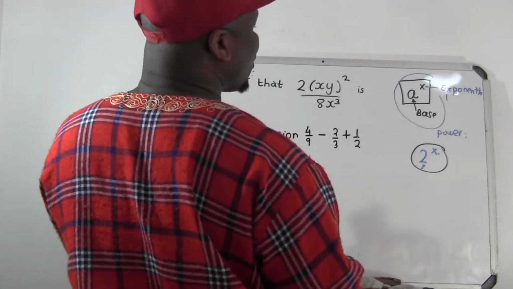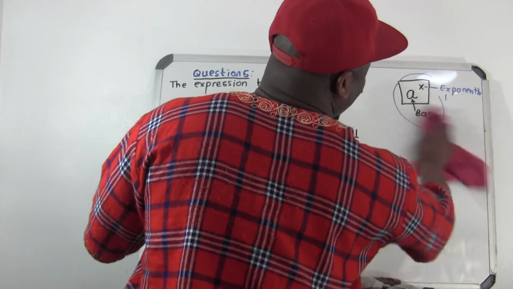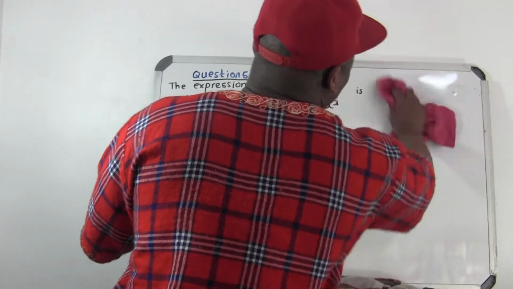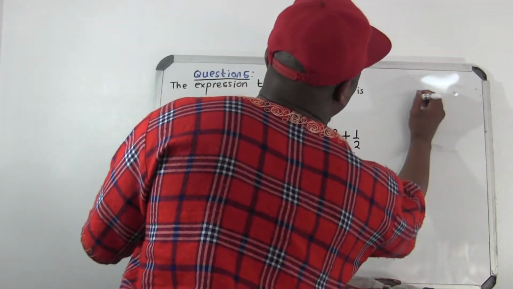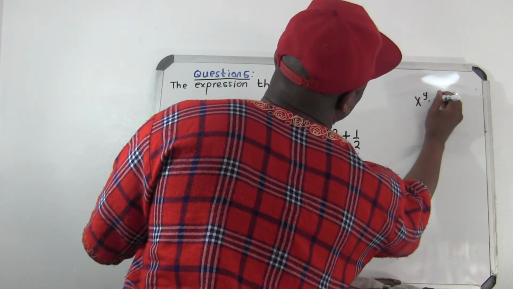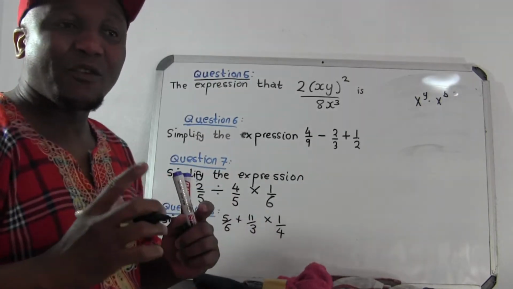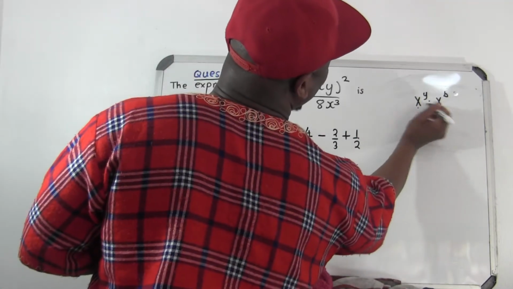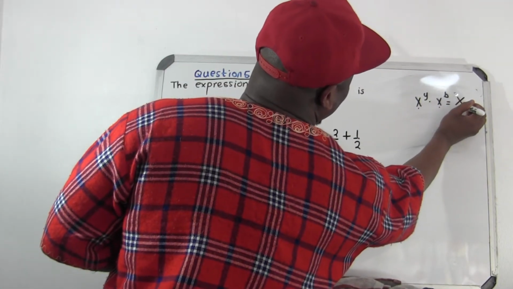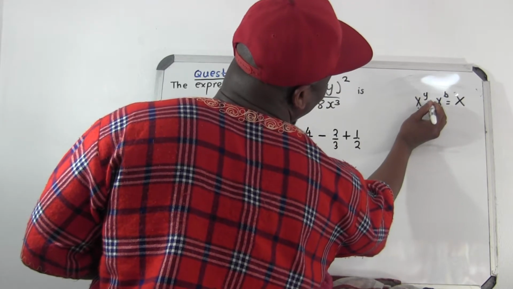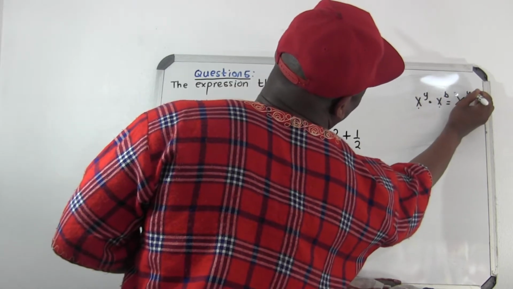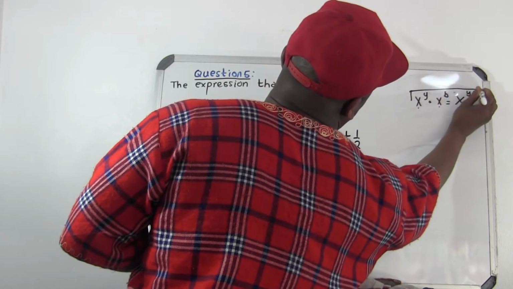So now let's go to the exponent rules. If somebody gives you x to the y times x to the b, you see these bases are the same. So when the bases are the same, you only write one base, and if there is a multiplication, add the powers. So y plus b. That's rule number 1.